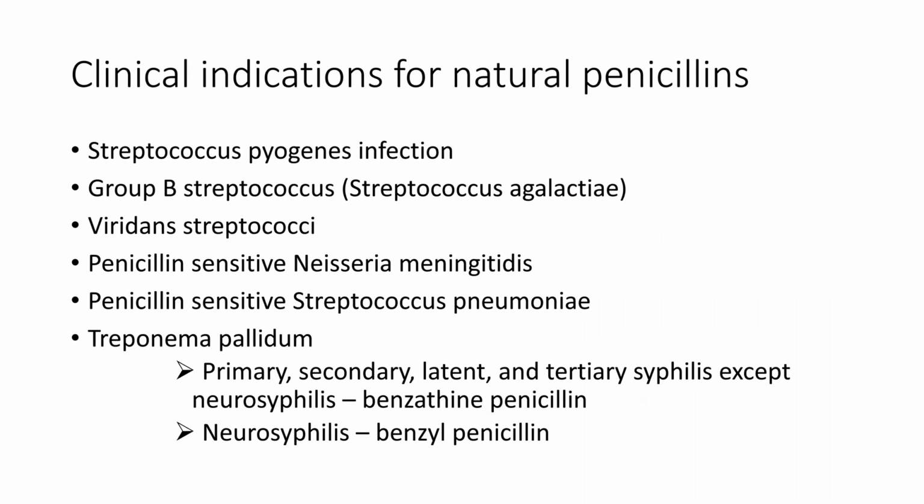So what are the clinical indications of natural penicillins? Number 1, Streptococcus pyogenes. Streptococcus pyogenes sore throat, right? Streptococcus pyogenes skin infections, maybe impetigo, right? Necrotizing fasciitis. Any Streptococcus pyogenes infection, drug of choice anywhere in the world, penicillin.